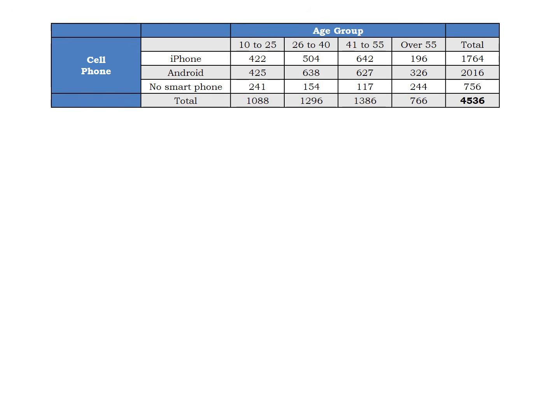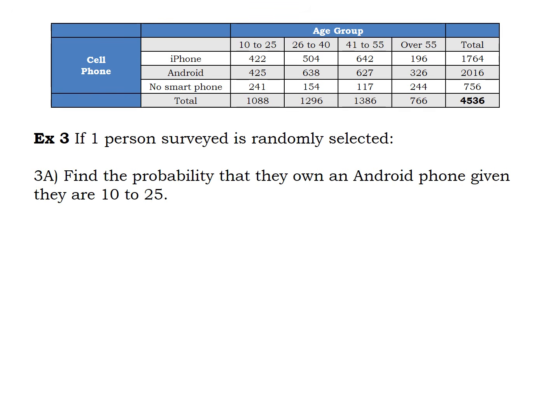Now, I want to look at some more conditional probability problems back with our two-way table here. We're still selecting one person from the group. The first thing I want to find is the probability that the one person we select owns an Android phone, given or under the condition that they are in the 10 to 25 age group. Okay, so we know, even though there were 4,536 people to choose from, we've got the sneak peek. We're only interested in the cases where they finally ended up in this 10 to 25 age group.